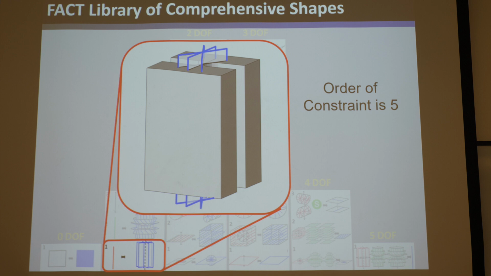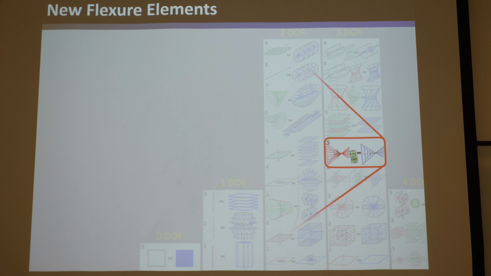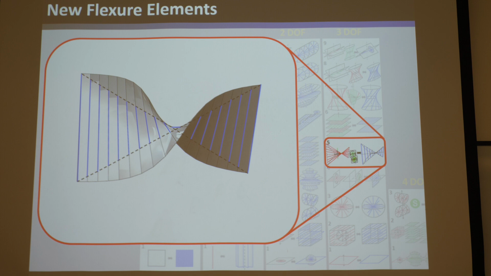Okay, so now, since we have this chart, we can generate an infinite number of parallel elements from the fact chart, okay? Since we have the fact chart, and it is a finite chart with an infinite number of solutions within it, it does contain every possible parallel flexure element geometry that you could ever draw.